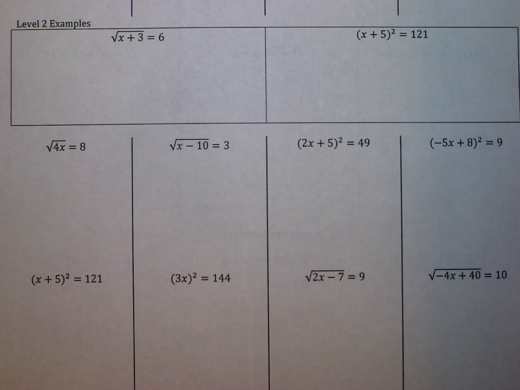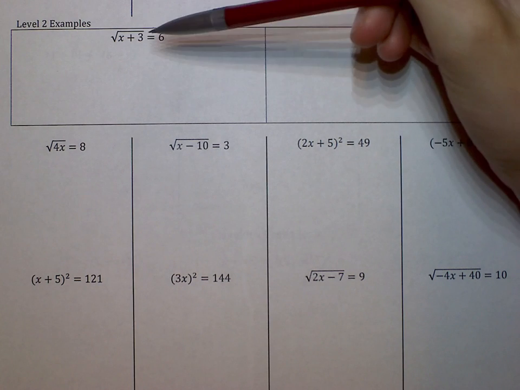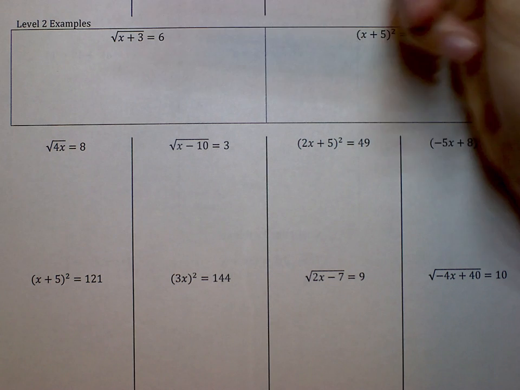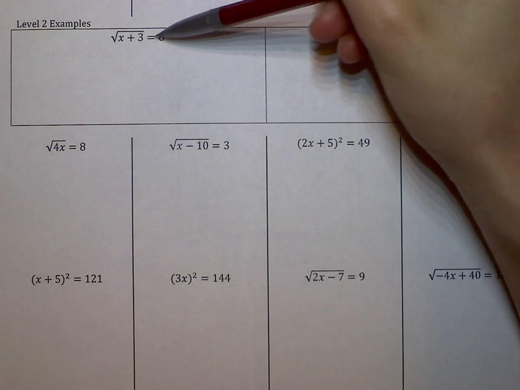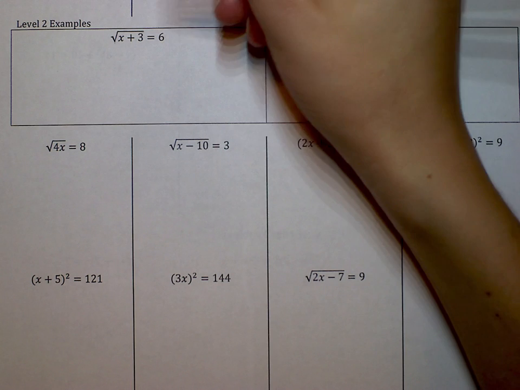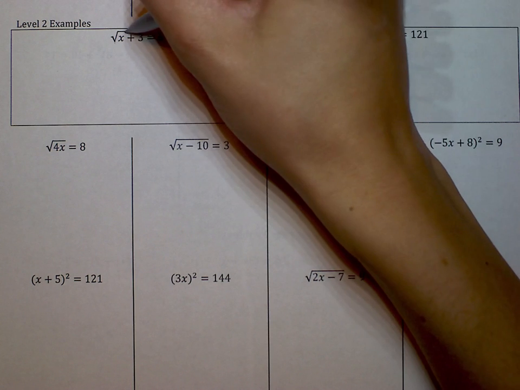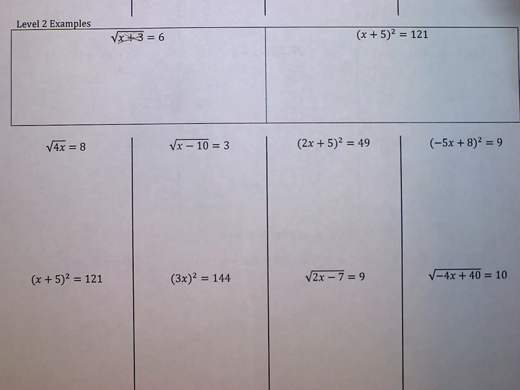Here's level 2. In level 2, I have something I want you to recognize is very, very similar to level 1, right? I still have a square root of something equals a number, or a square of something equals a number. And so basically, for the first step, I want you to ignore the fact that this is an expression and just pretend it's an x, right? Like pretend this is a giant x.